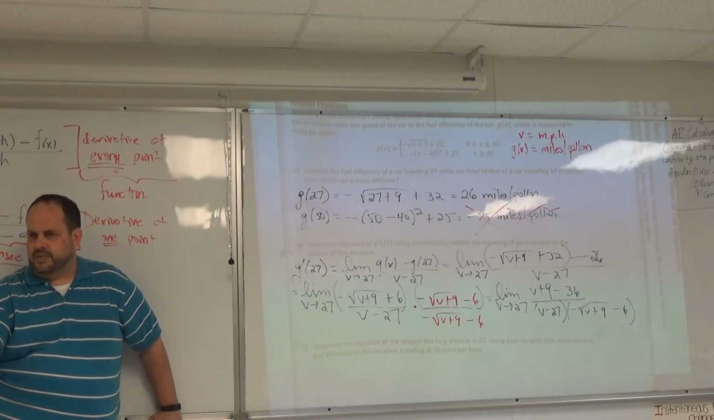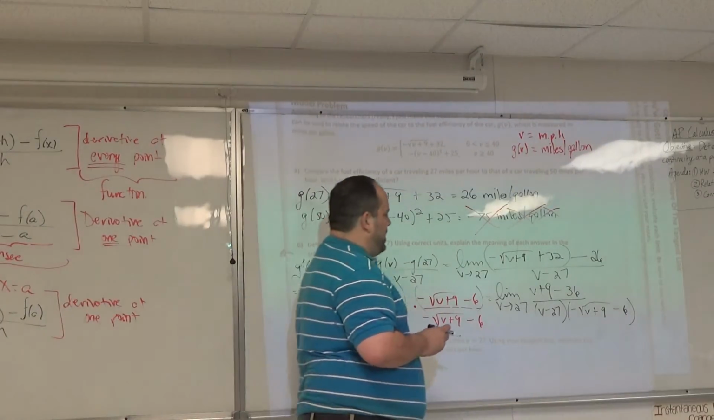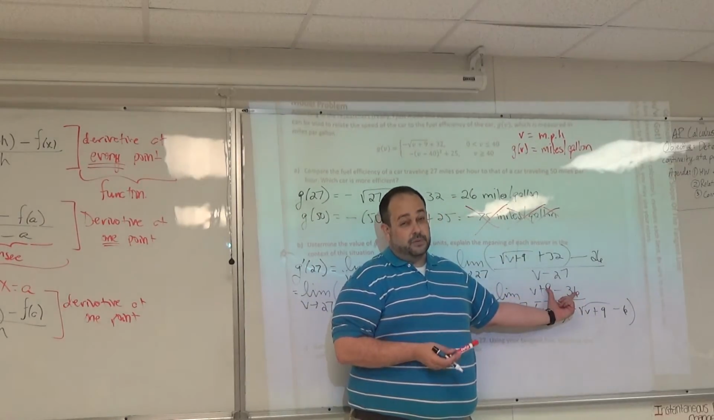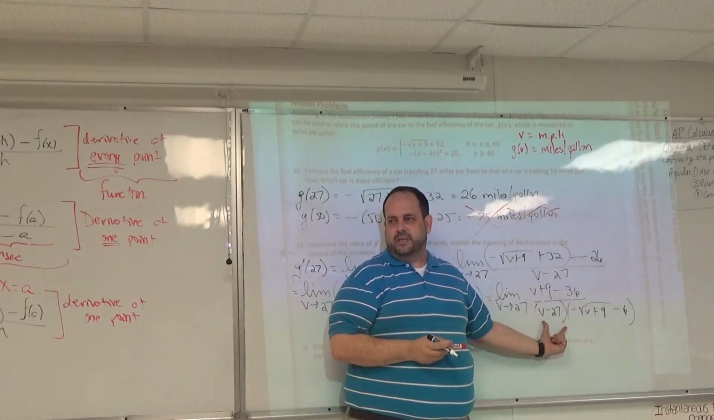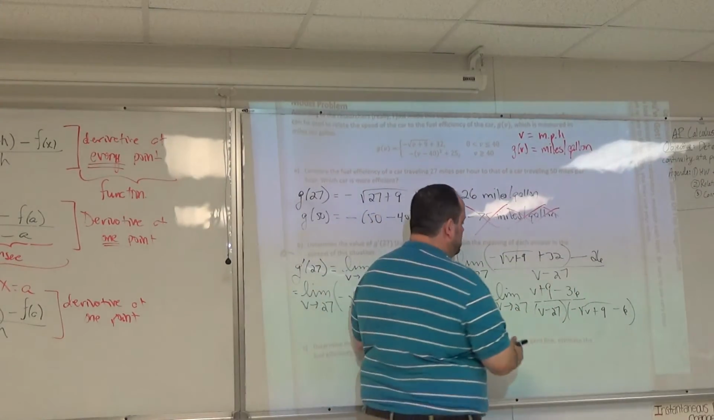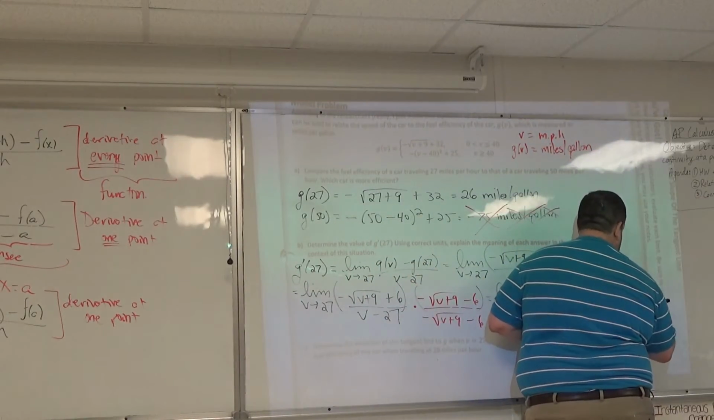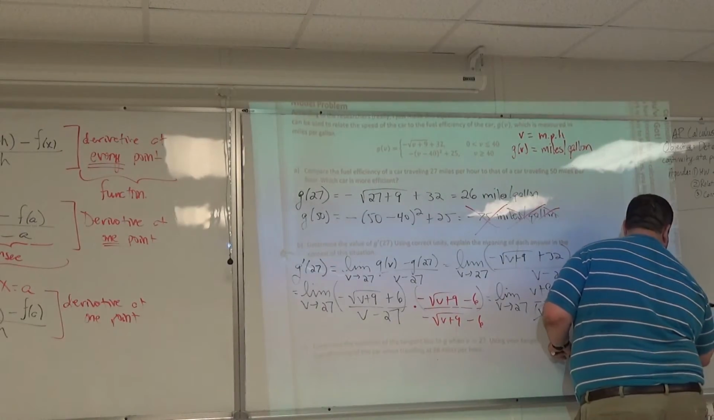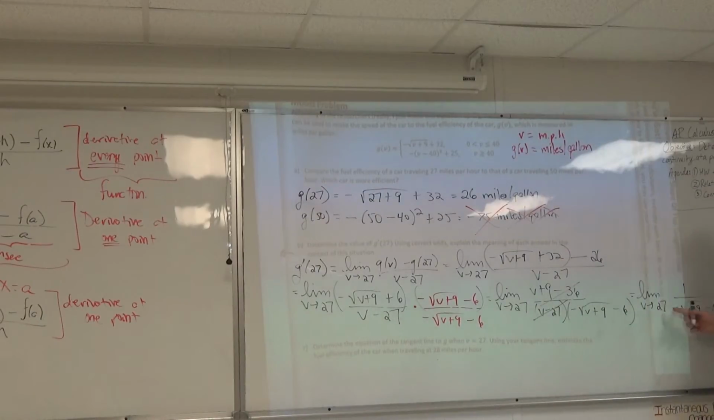Is everybody okay with the simplification? Okay, and if you guys are okay, I want to save myself a step here. V plus 9 minus 36 is really V minus 27. V minus 27 in the numerator, V minus 27 in the denominator. They're going to cancel. So we've got the limit as V approaches 27 of 1 over negative square root of V plus 9 minus 6. V gets close to 27. What's this final limit?